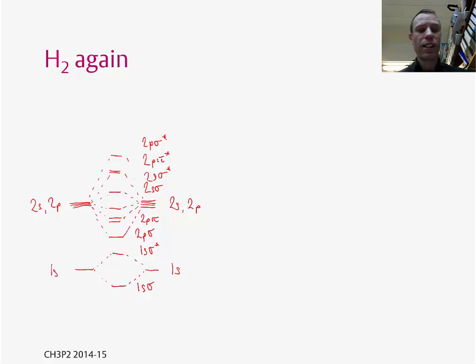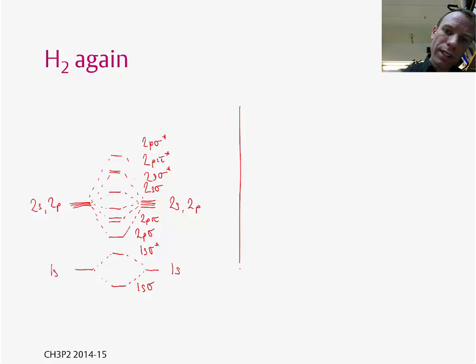So these are our molecular orbitals, and we can imagine now putting electrons in. We've got two electrons to play with. We can put these two electrons into these orbitals, and this will generate a whole range of different electronic states. So we need to be able to define these.